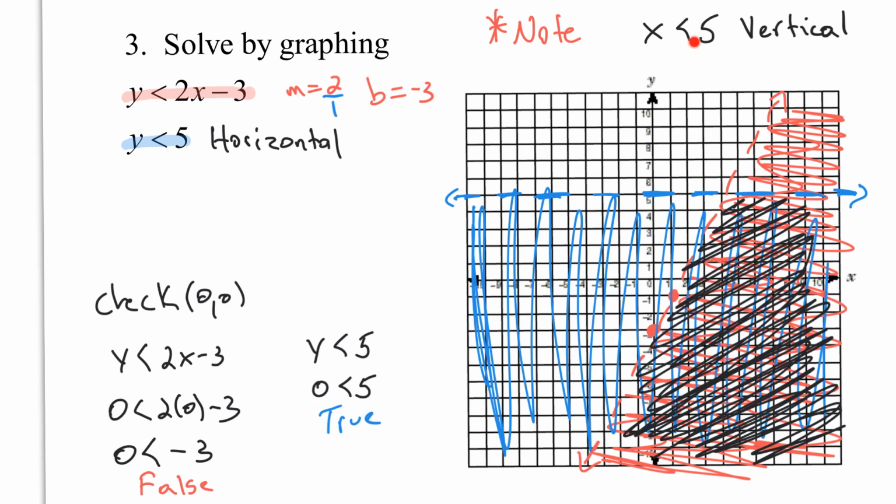This one is going to be dashed. And then you guys check. You substitute 0 into the x. 0 is less than 5. That's true. So if you have a vertical line this way, and the origin is right here, then you shade the left side. All right, guys. I have one more, and then that's going to be for our video.